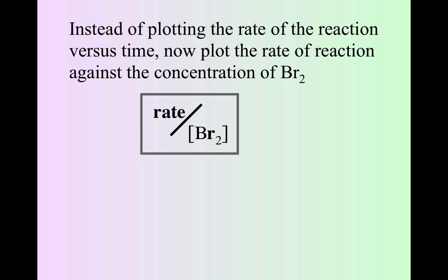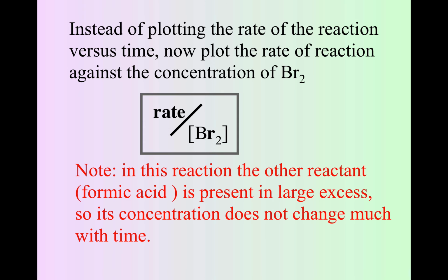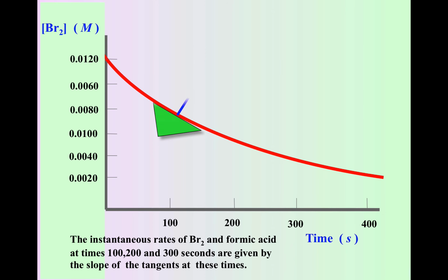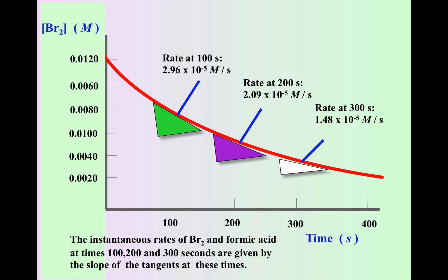All right, instead of plotting the rate of reaction versus time, now we're going to plot the rate of reaction against concentration. All right, so when we talk about this reaction, it's strictly about the concentration of the bromine in terms of rate of reaction. As the concentration of bromine goes down, what we've seen with this data is the slope of the line is getting shallower and shallower, which means the reaction is going slower and slower.